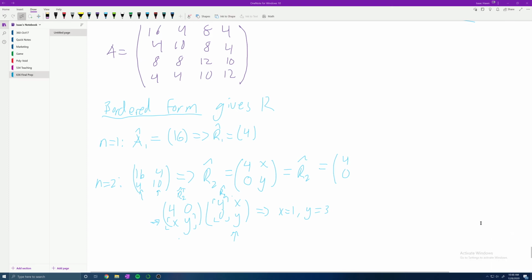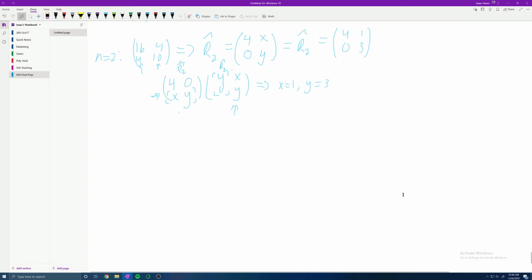Let's get rid of these here. 4, 0, 1, 3. All right. Good. So let's do the next case. This is for n equals 3. Getting up in the complication here, but it's still not too bad.